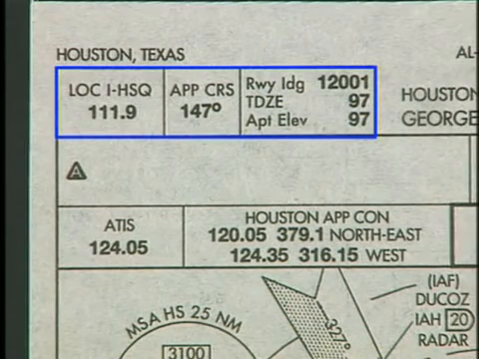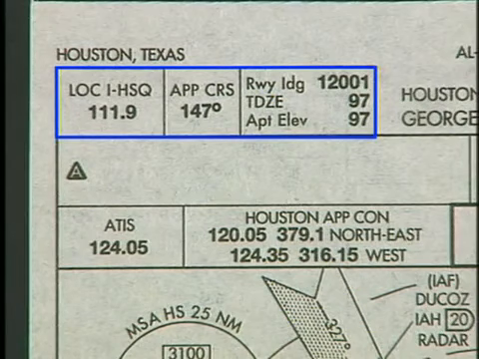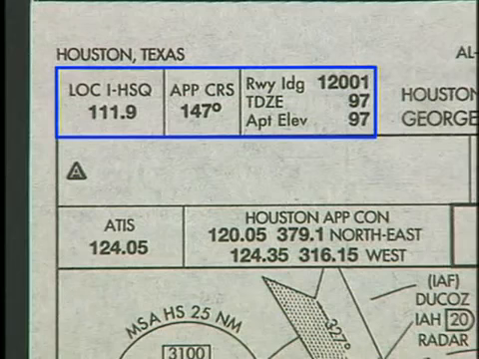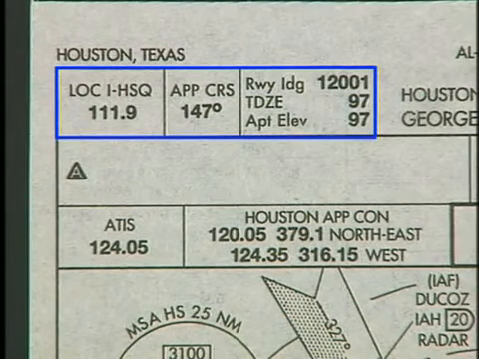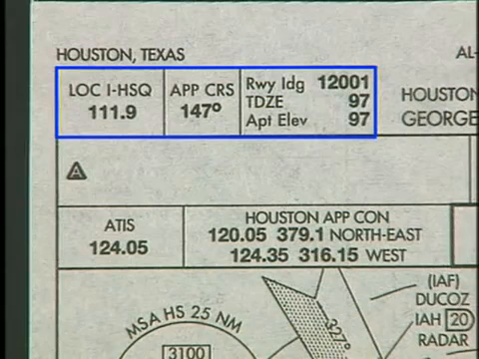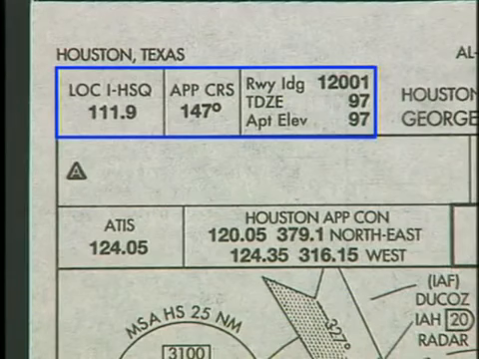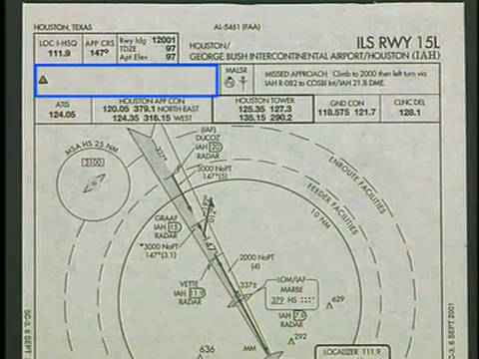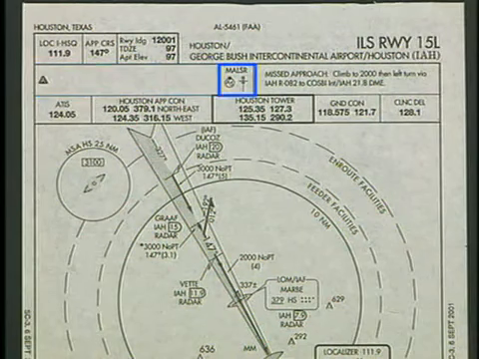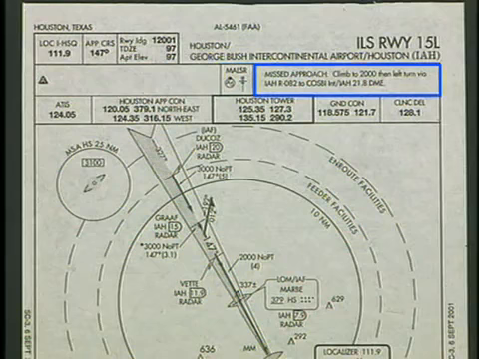In this case, the primary navigation aid for the approach is the localizer on a frequency of 111.9, and the final approach course is 147 degrees. The available landing distance for runway 15 left is 12,001 feet, and the touchdown zone elevation and airport elevation are both 97 feet. The second row contains procedure notes, approach lighting symbology, and a textual description of the missed approach procedure.